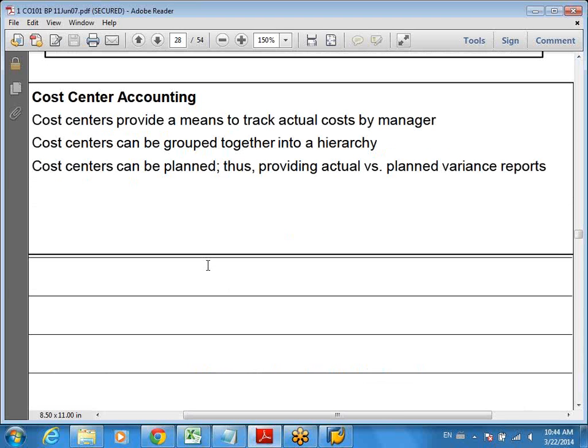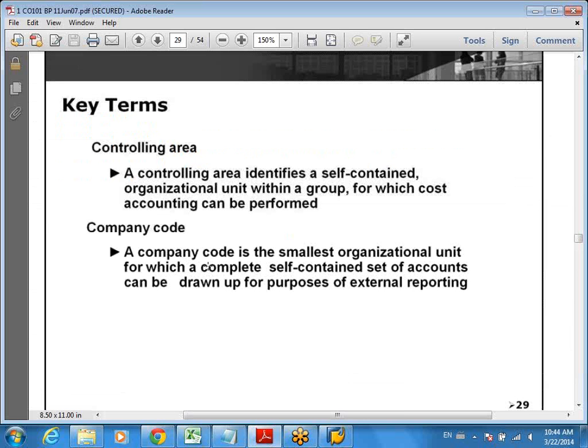Cost centers provide a means to track the actual cost by the manager who's responsible for it, right? I'm a production manager, I'm an IT manager, I am an HR manager, I'm a sales and marketing manager. And every organization entity will have a cost center assigned to it, and that's the way they can track the cost assigned to your organization. Cost centers can be grouped together in a hierarchy. Cost centers can be planned, and you can compare actual versus plan. At the beginning of the year, I gave you a budget of $100 million. You can track the actual postings throughout the year for your operations.